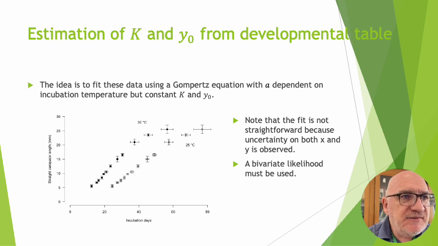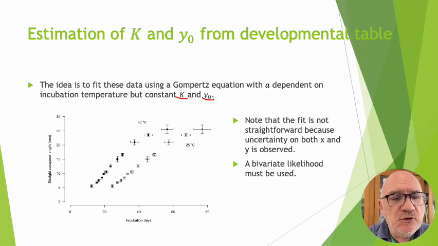To estimate this value, we must apply the Gompertz model to developmental table data. The idea is to fit this data using a Gompertz equation with A, the growth rate of the Gompertz model, dependent on incubation temperature, but with constant K and Y0. This fit is not straightforward.